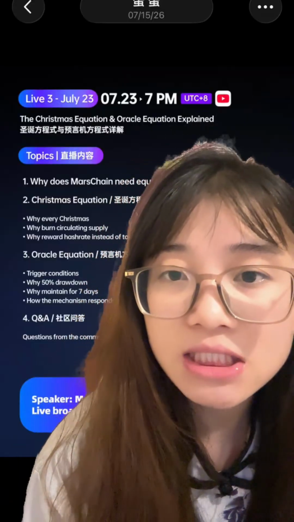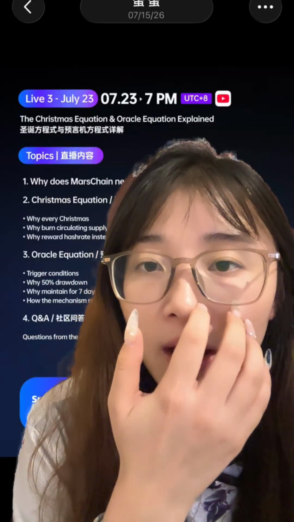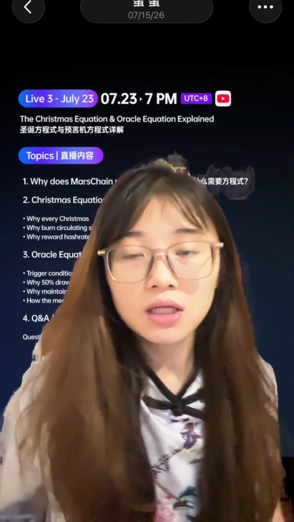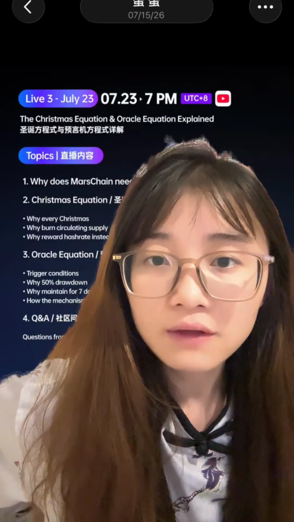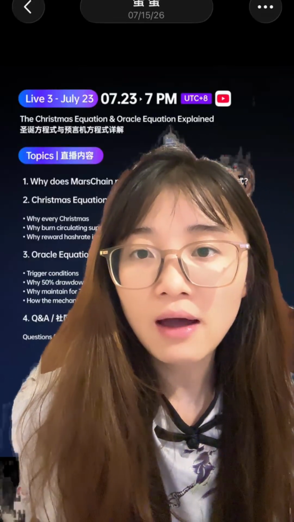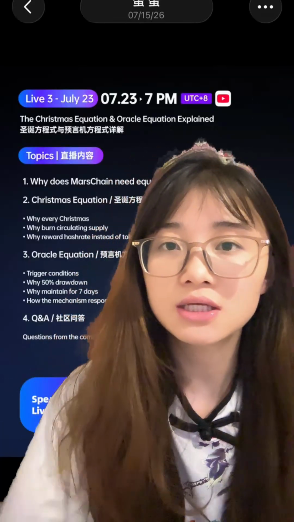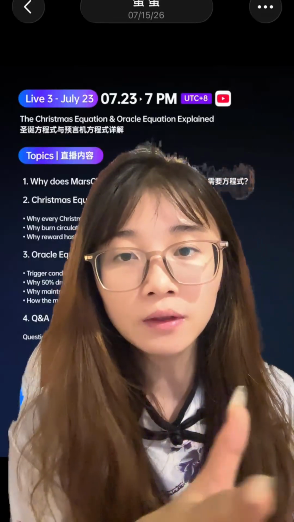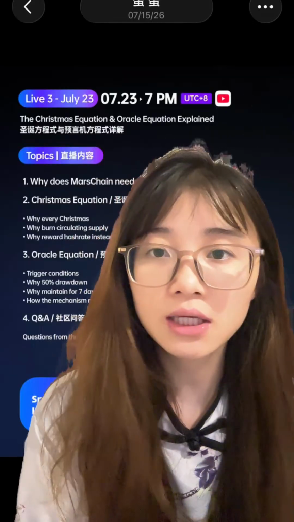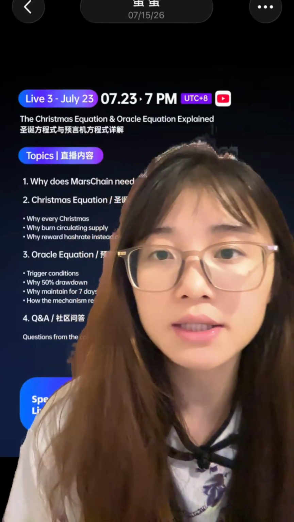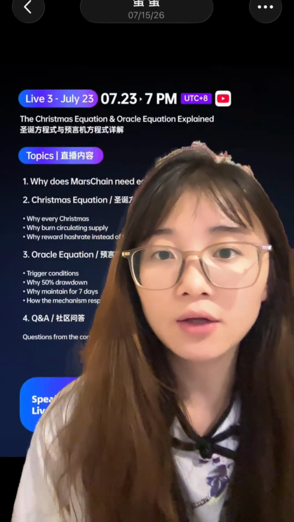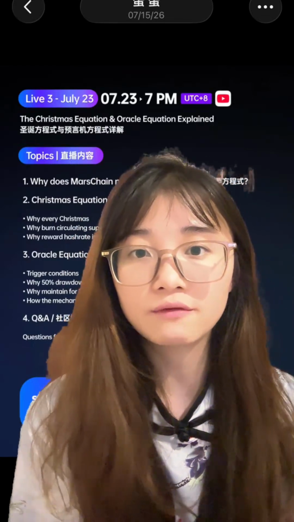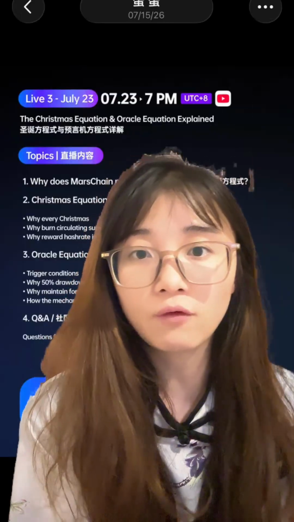And besides that, about the second one, why burn circulating supply? We know that the fixed number of tokens is at a fixed rate. However, if we burn the circulating supply of the whole market, it will force the market to deflate, which will increase the price of Mars. And of course, the 80 days burn window provides people a way to prepare for it.